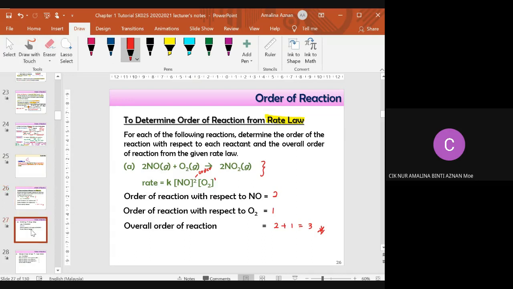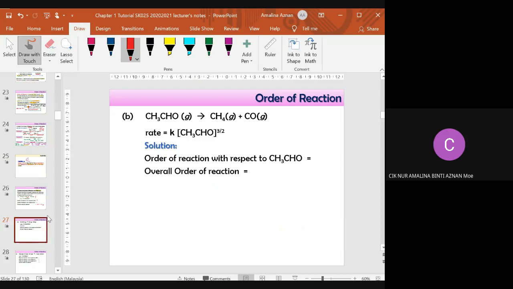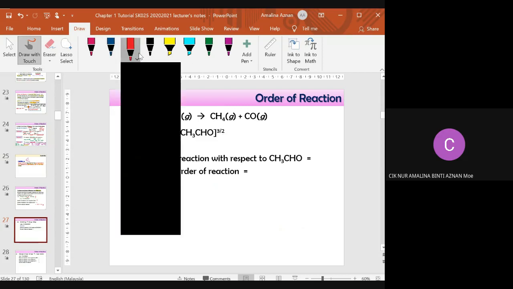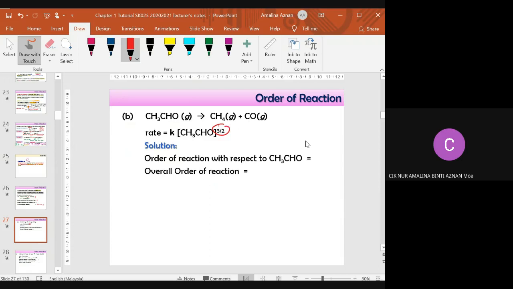Alright, so next example. Okay. So from this question, okay, we are given with rate law. So rate is equals to rate constant concentration of CH3CHO to the power of 3 over 2. So ini adalah dia punya order. So order for this fraction is 3 over 2. So overall order adalah 3 over 2 lah sebab tak ada reactant lain. Okay. So next one.